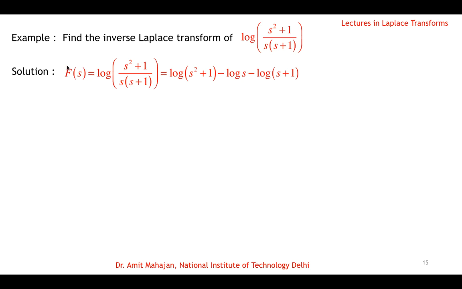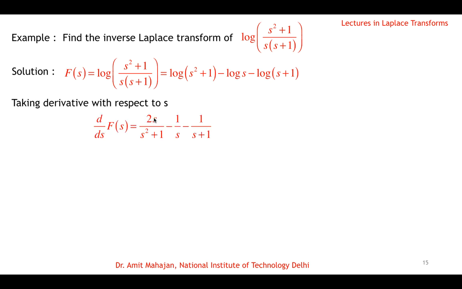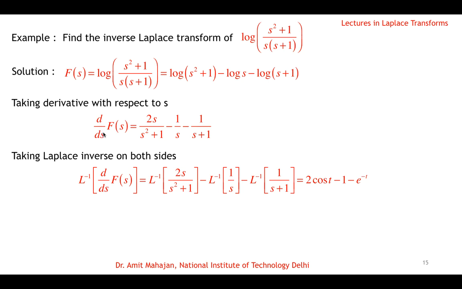Then if I take the derivative of this on both sides, the derivative with respect to s of F(s) will be the derivative of this, and the derivative of log of s square plus 1 will be 2s over s square plus 1. Similarly this is 1 by s, and this is 1 by s plus 1. So immediately the derivative on both sides gives me a polynomial on the right hand side, and the Laplace inverse of this right hand side is easy to calculate. So take the Laplace inverse on both sides. On the left hand side, as we said in the last example, it is minus t f(t), and on the right hand side the Laplace inverse is the cosine function, 1, and e power minus t. So you immediately have the result. Minus t f(t) is equal to this right hand side, and then we can calculate f(t) by dividing with minus t. So the Laplace inverse of this logarithmic function is nothing but 1 by t plus e power minus t by t minus 2 cos t by t.